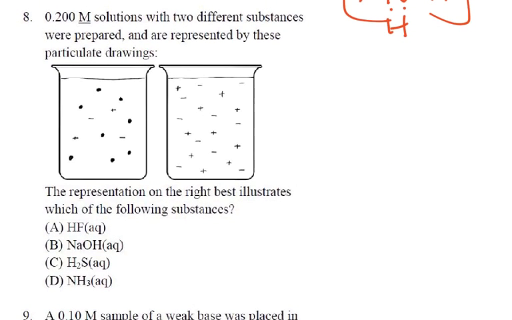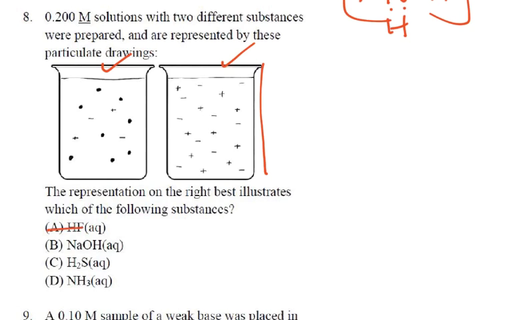Okay, number 8. We have 2 solutions that were prepared and represented, and looking at them, we see here's something that is totally dissociated, and here's something that's mostly together. A few things are dissociated, so there's a couple pluses, a couple minuses. So the representation on the right, we're looking at this one, represents which of the following. So we want something that's totally dissociated.